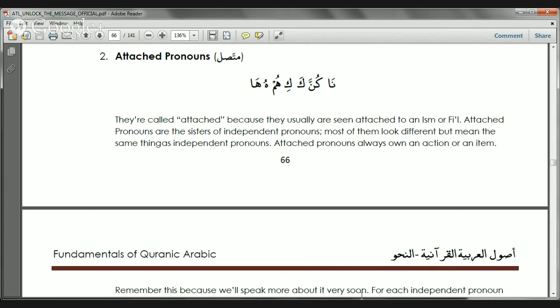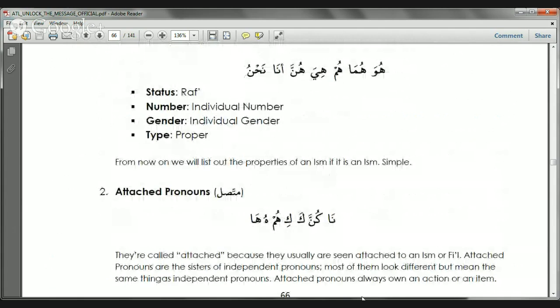Okay? Very important. They look different. Attached pronouns look different than independent pronouns, but they mean the same thing as a regular pronoun, as an independent pronoun. Meaning that these are some attached pronouns: na, kunna, ka, ki, hum, hu, ha. We're going to learn those today as well. They are the sisters of independent pronouns. They have the same meaning as independent pronouns, but serve a different purpose as the attached pronoun.